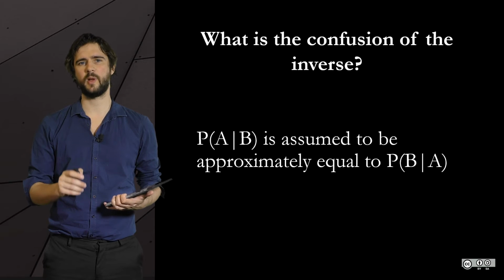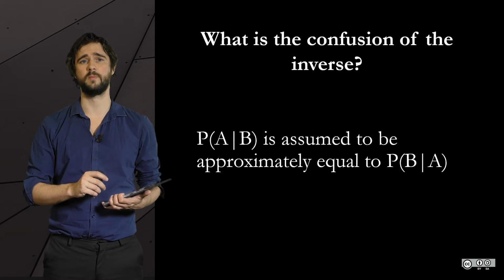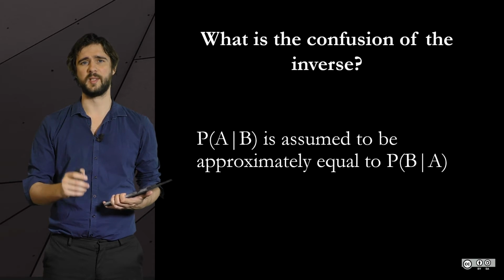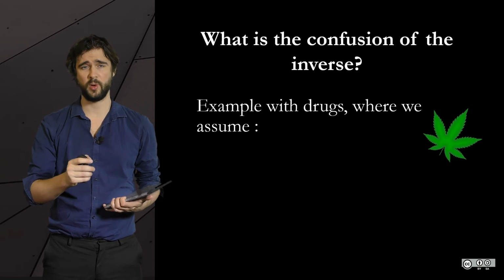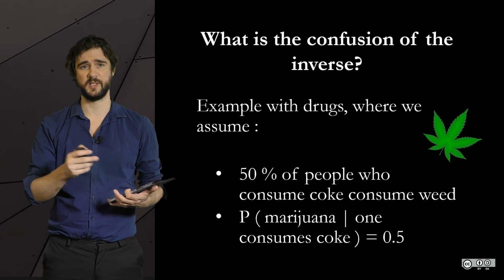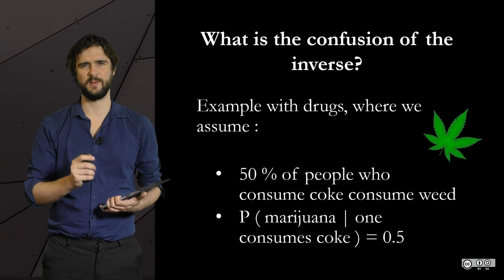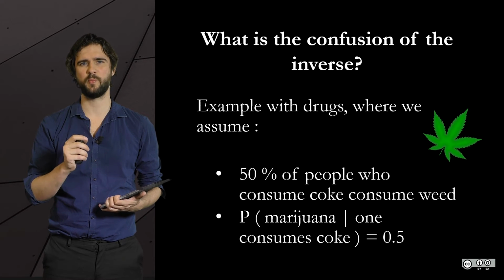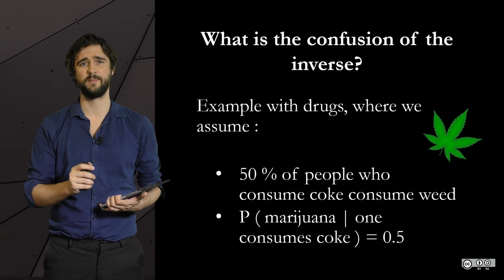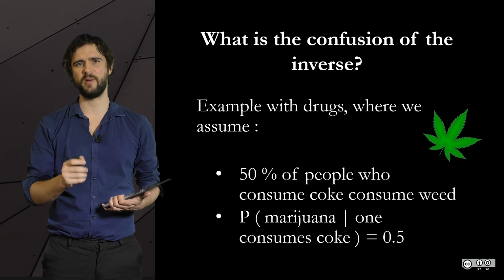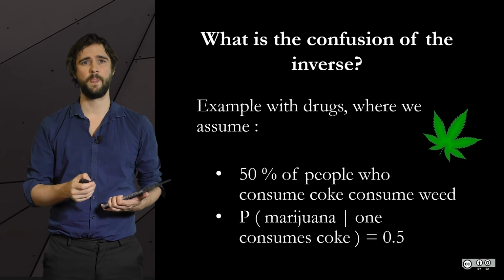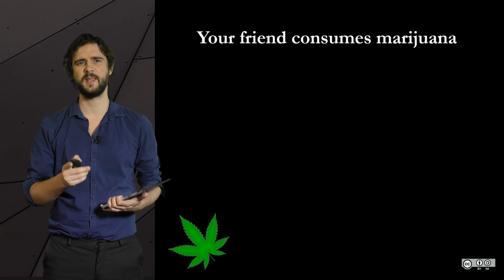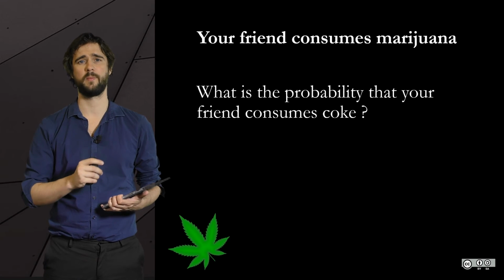I'll give you the traditional example of drug consumption. Let's assume two things. First, that half of the people that consume coke also consume marijuana, cannabis. We can write it that way. The probability that you consume marijuana knowing that you consume coke is 0.5. Now, you just discovered that one of your friends consumes marijuana, cannabis, and I'm asking you what is the probability that he or she also consumes coke?